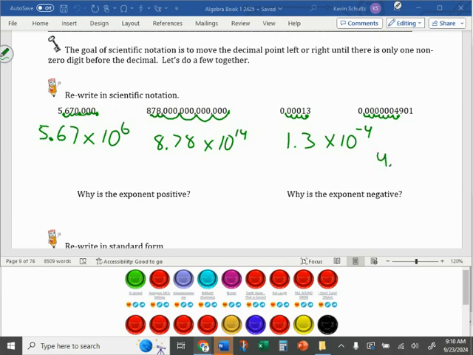But 4.901, yes, that 0 does get written in this case because it's between two non-zeros. So we need them all. 4.901, and then times 10 to the negative 7.